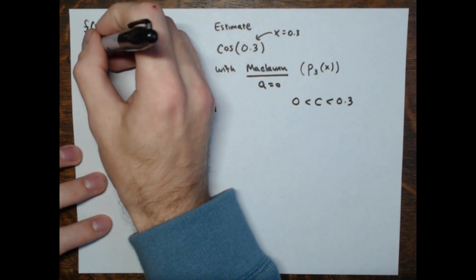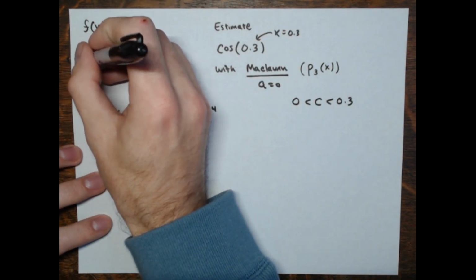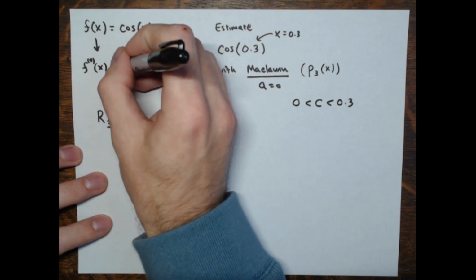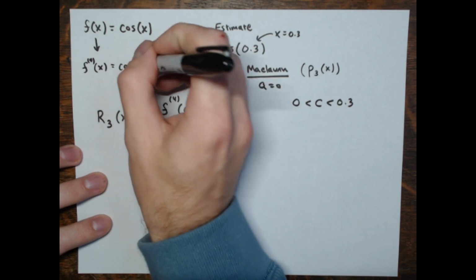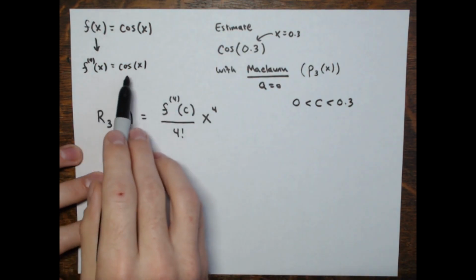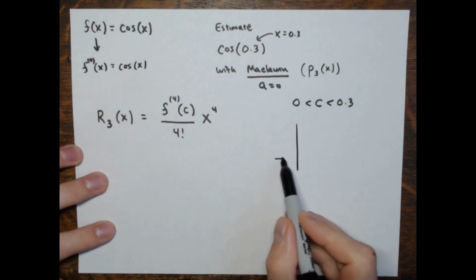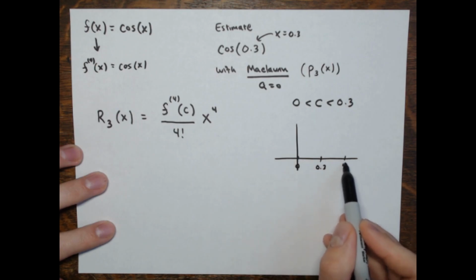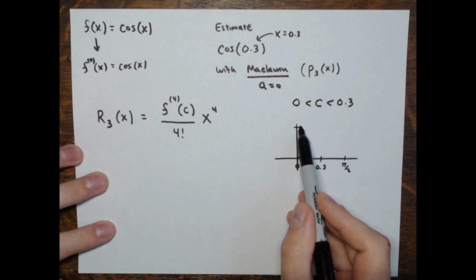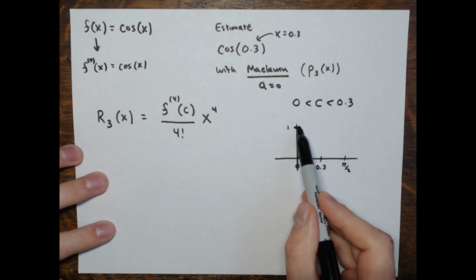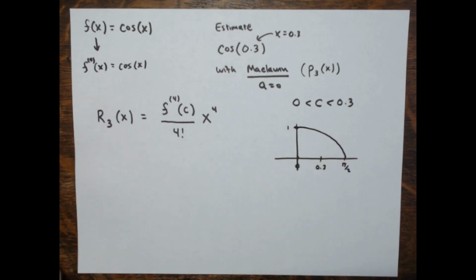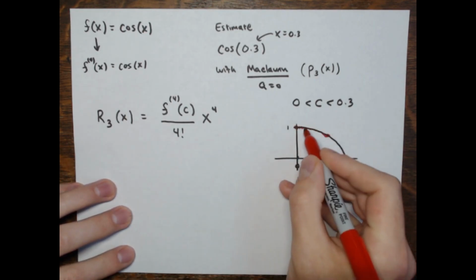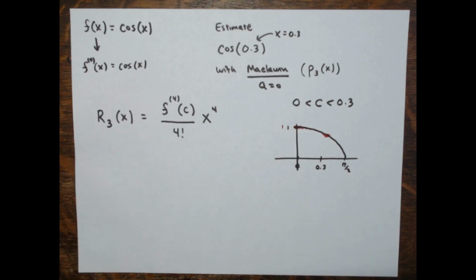Now we saw before that the fourth derivative of sine is sine, and the fourth derivative of cosine is cosine again. And if you look at cosine x from 0 to 0.3, pi over 2 would be over here. Cosine of 0 is 1, and then it goes down to 0 at pi over 2, but we're only concerned with from 0 to 0.3, and the maximum this gets is 1.